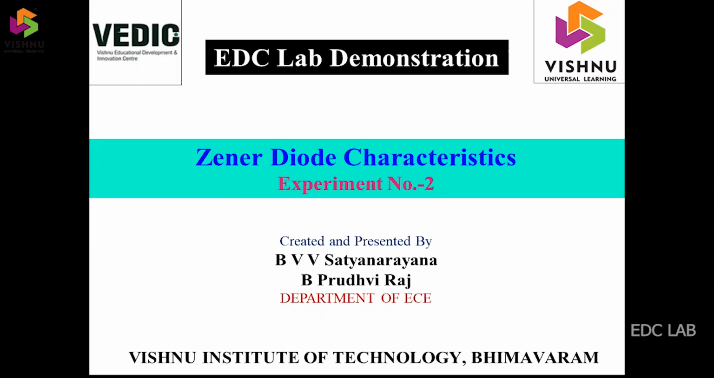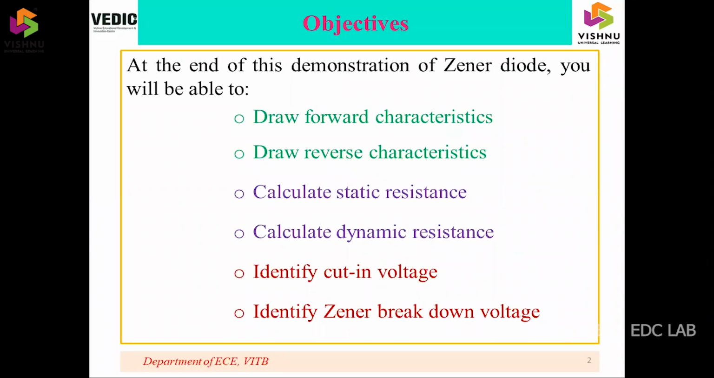The second experiment in Electronic Devices and Circuits Lab is Zener Diode characteristics. Coming to the objectives of this experiment, at the end of this demonstration of Zener Diode, you will be able to draw forward characteristics, draw reverse characteristics, calculate static resistance, calculate dynamic resistance, identify cut-in voltage, identify Zener breakdown voltage.